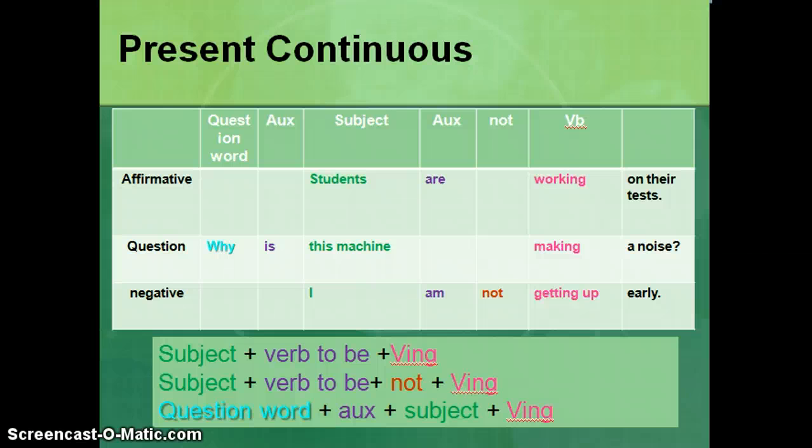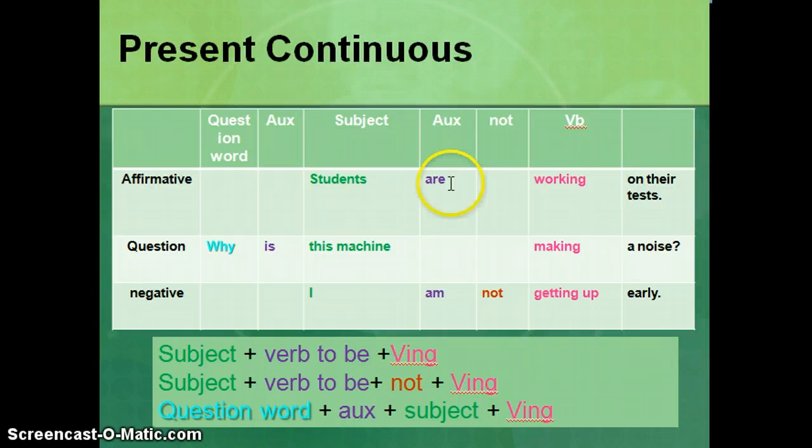How we form it is how we can see here. So we've got the subject, the verb to be, and the verb in ing. So for example, students are working on their tests. The verb to be depends on the subject. So if it's I, it's am, you, we, they are, he, she, it is, and the verb in ing.